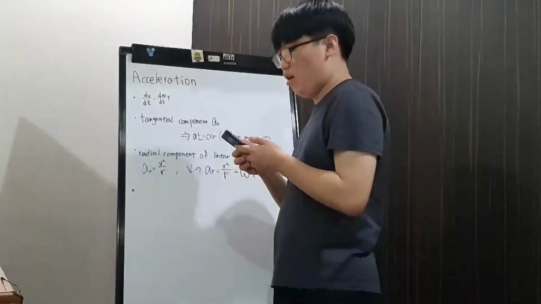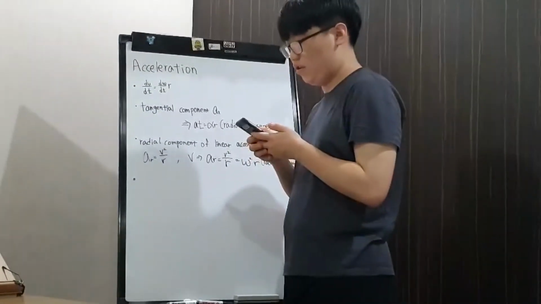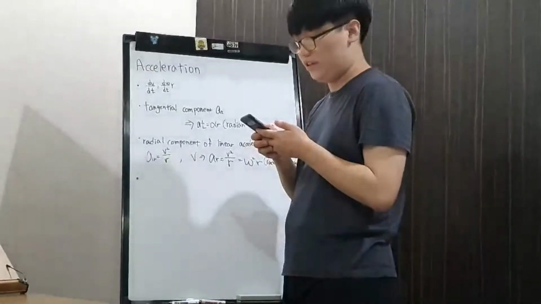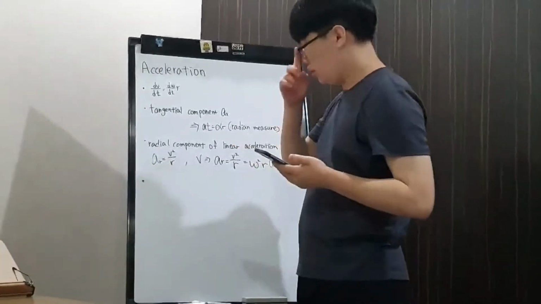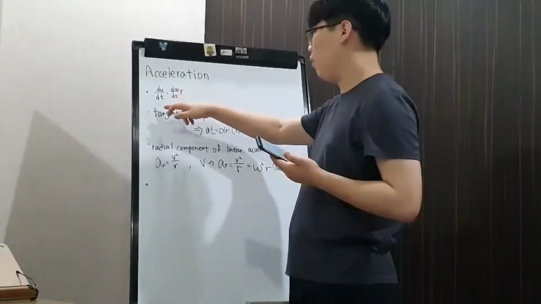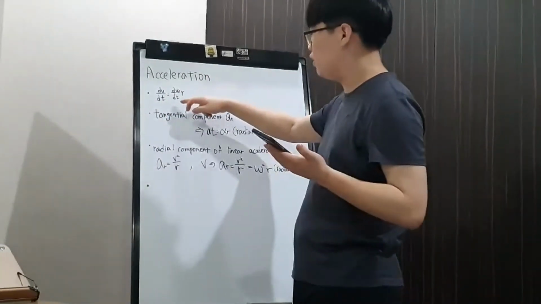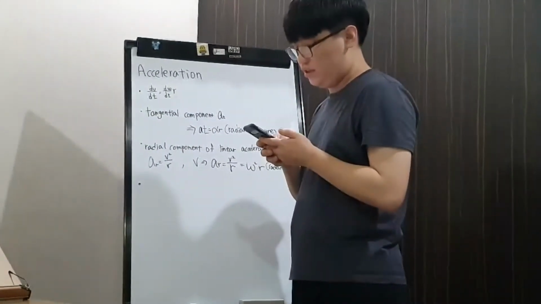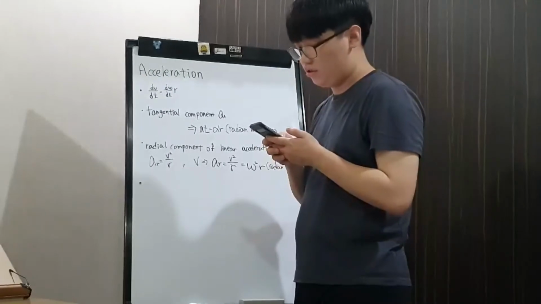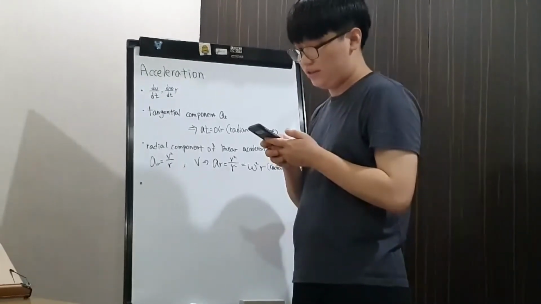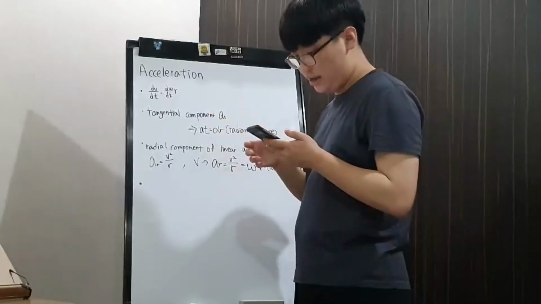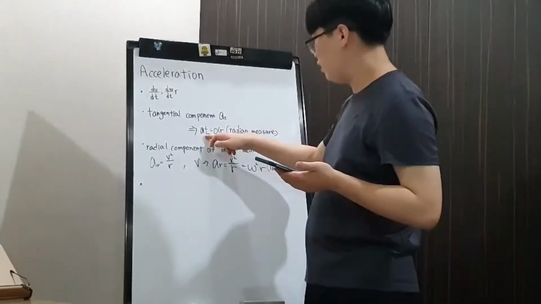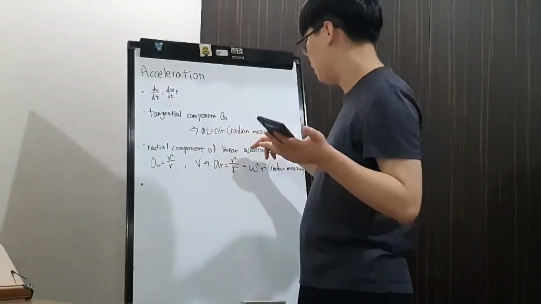Next part is the acceleration. The acceleration equation can be obtained by differentiating the speed equation or double differentiating the position equation. The equation can be dv over dt equals d omega over dt times r. Next, the part of the linear acceleration that is tangent to the path of the point in question can be called the tangential component, a_t, of the linear acceleration of the point, and can be written as a_t equals alpha r in radian measure.